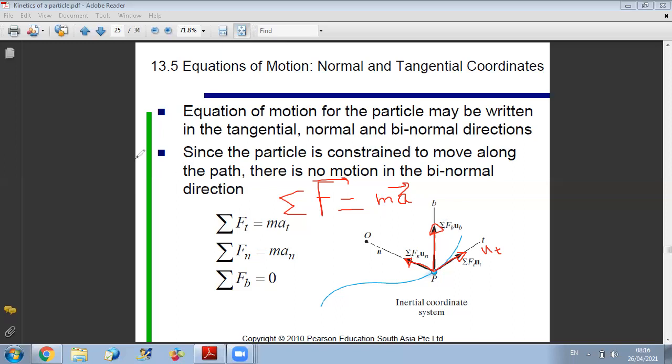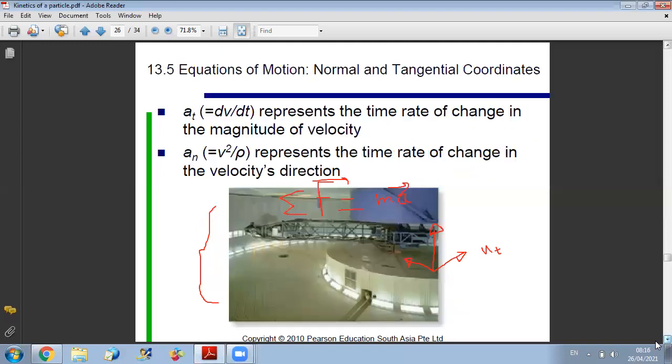So in normal tangential coordinates, the three equations to write are: sum of t equals m a_t, the projection of forces along ut; sum of n equals m a_n, the projection of forces along un; and third, sum of b equals 0. And of course, all we have seen in chapter 12 about normal tangential coordinates can be used. We know by definition that a_t is dv by dt, and it represents the change in magnitude of velocity, while a_n is equal to v squared over rho, and it's due to the change in velocity's direction.